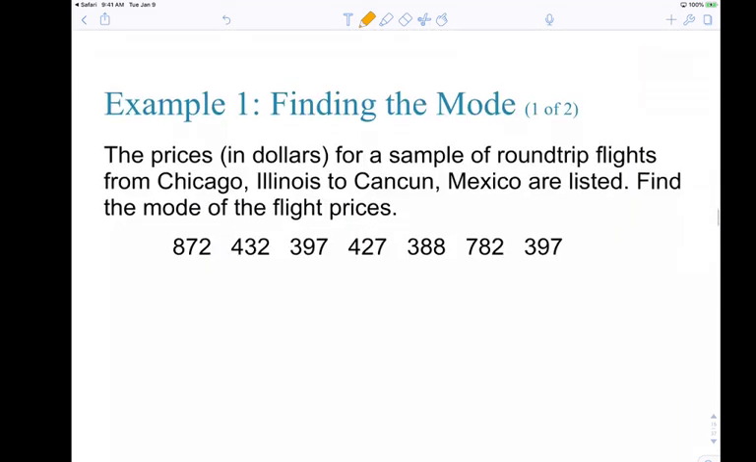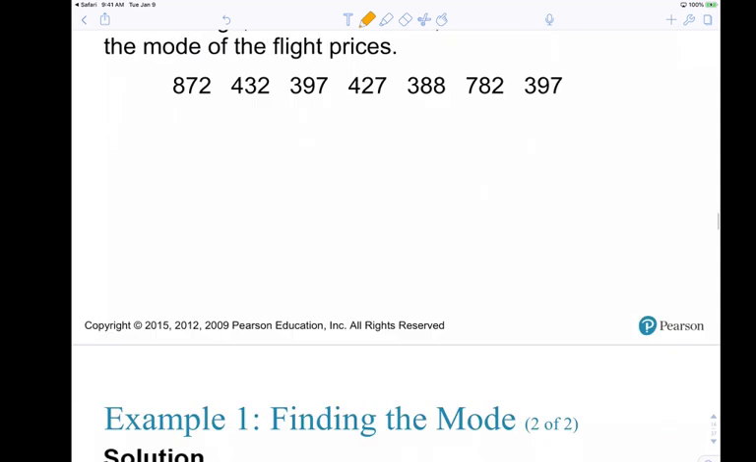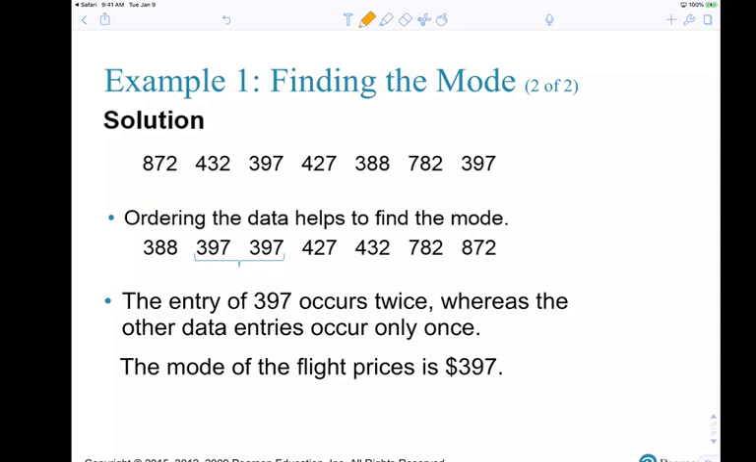So we have the same data. It says find the mode. What number, which one occurs most frequently? 397. 397, remember, because that was the only one that repeated. So the mode should be 397. It says ordering the data helps to find the mode. So if we take the data and put it in order, it helps. Okay.